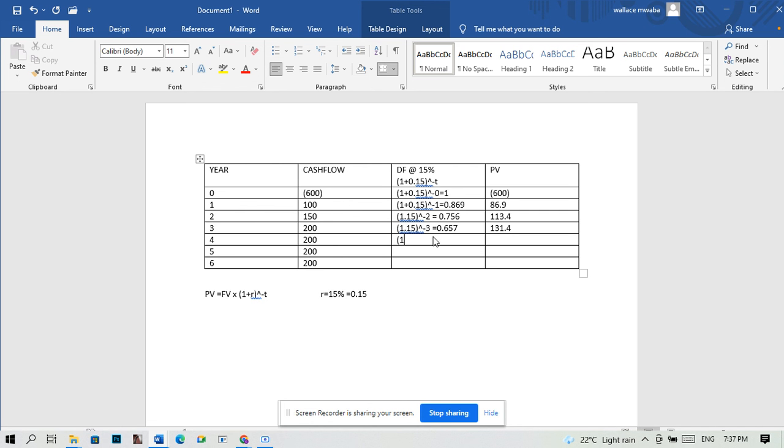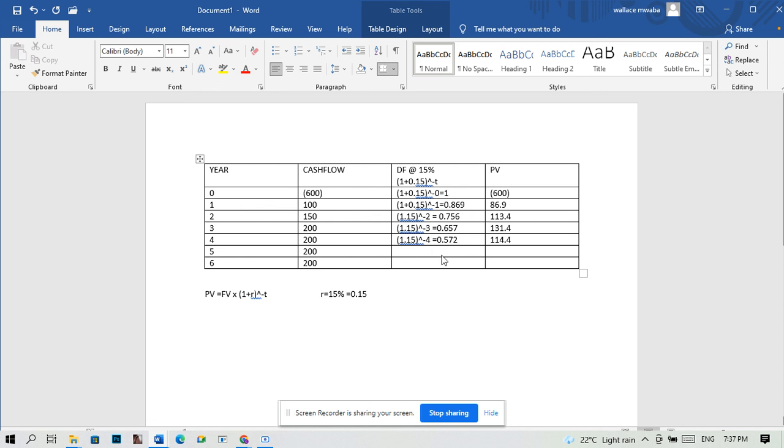Next we go to 1.15 to the power negative 4. Get your calculators to confirm. We get 0.5718, which we'll round off to 0.572. Then 200 times 0.572, I'm going to get 114.4.